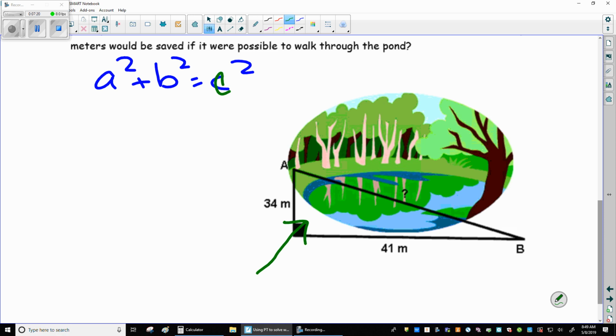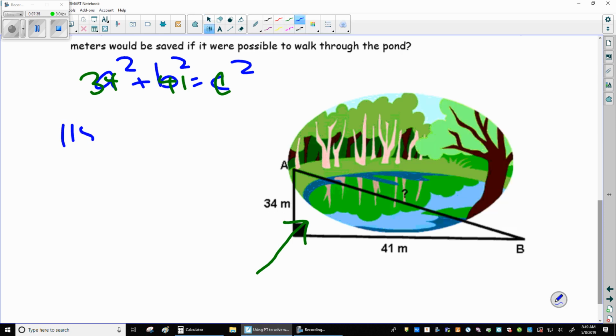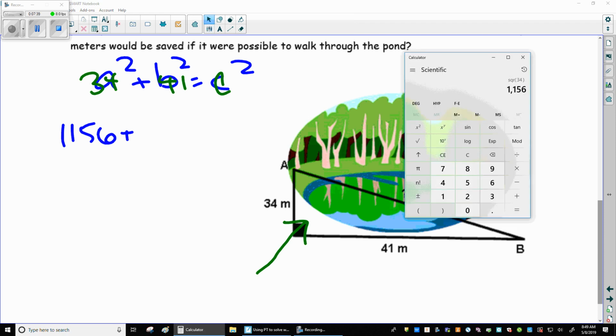So that means that the other two values are going to be going into A and B. Obviously 34 is smaller, so I'm going to put that one into A, 41 into B. I have no idea what those are off the top of my head, so I'm going to do 34 squared in my calculator to get 1156. And 41 squared on my calculator is 1681.